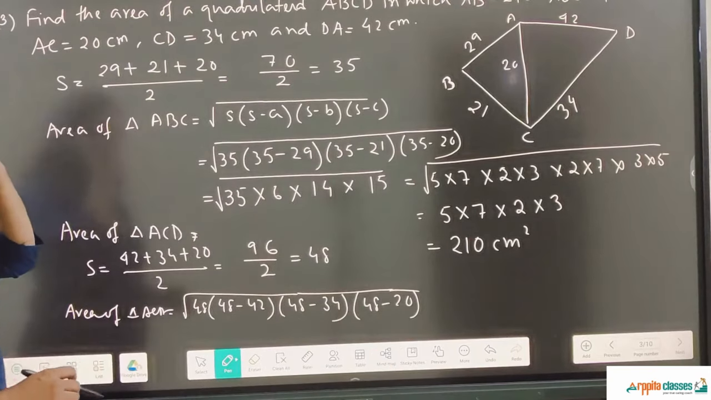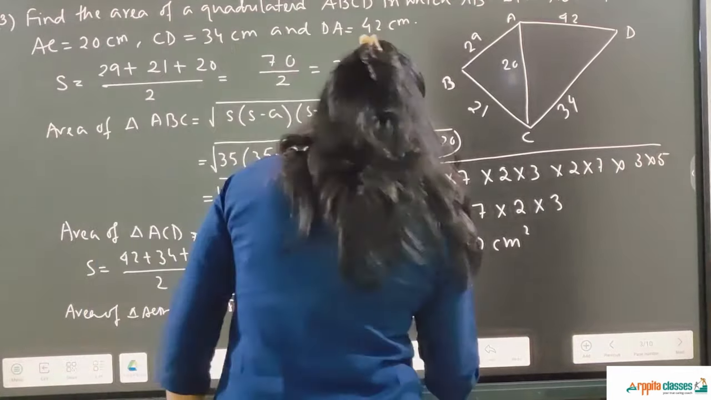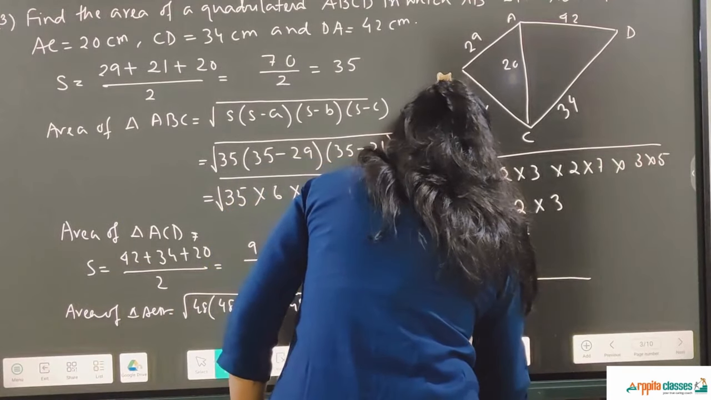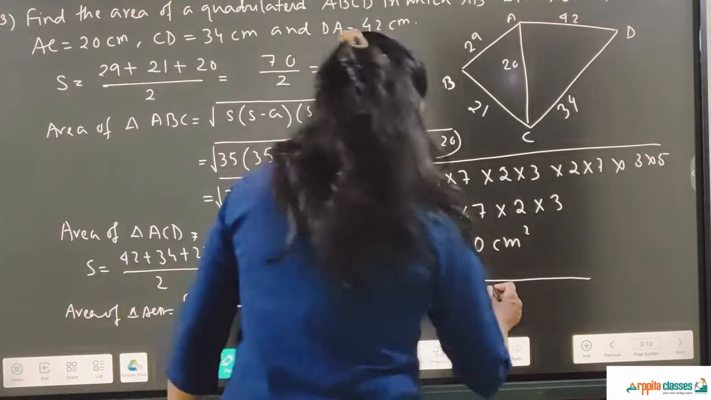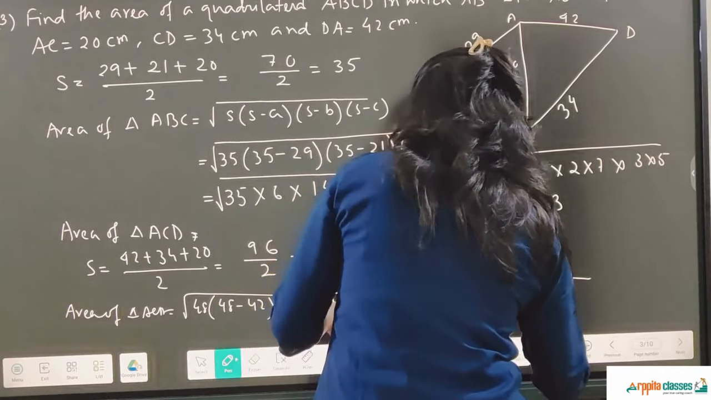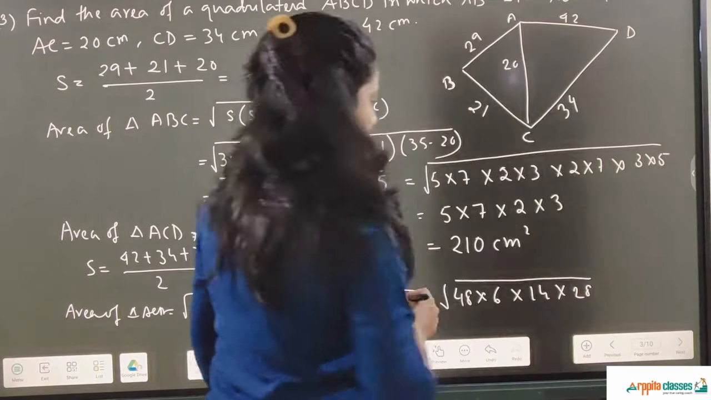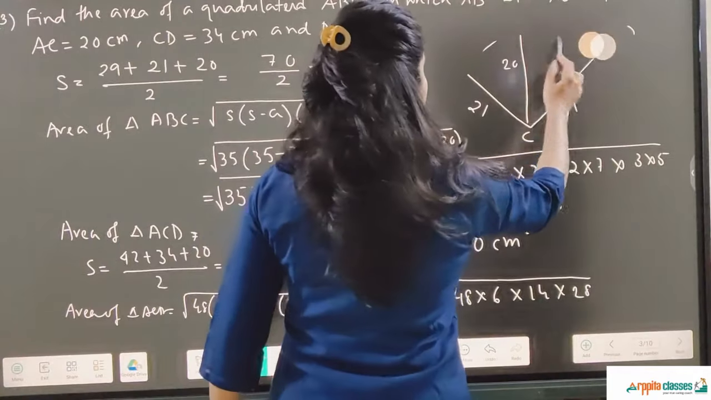Okay, I'll have to rub this part, otherwise I'll not be able to write it. So here I'll write down one more step here. So this is 48 into 6 into 14 into 28. Okay, so I'll rub this part. I'll draw the rest part here.